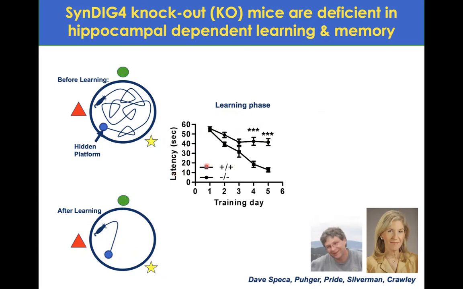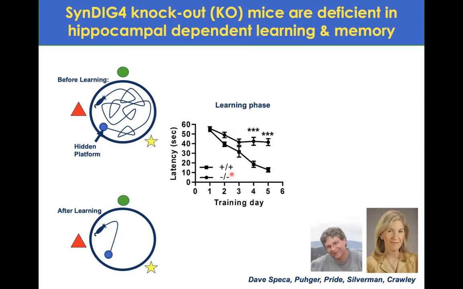And so wild type mice, in the squares, in the early training days, take about 60 seconds to swim around this tank and find the hidden platform. But over the course of 5 days, they get really good at this, taking less than 20 seconds. And this is robust learning.